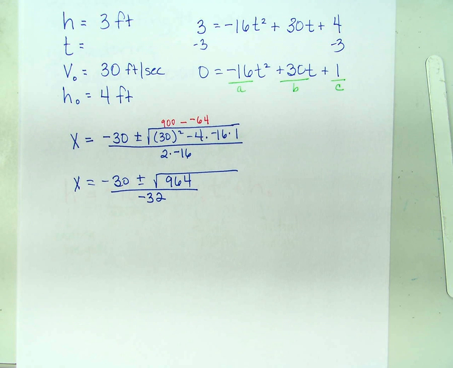So what did you tell me that the question was that we're being asked about this problem? How much time it was in the air? How long was it in the air, right? So let me get this straight. The question is, how long was it in the air? And our answer is negative 30 plus or minus the square root of 964 over negative 32 seconds? Yeah, that's ridiculous, isn't it? It doesn't make any sense.